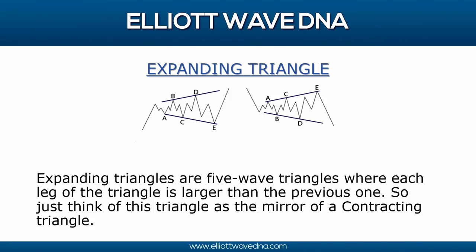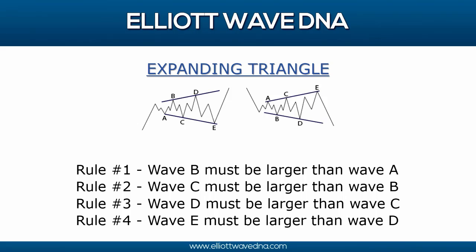The final group is expanding triangle. Expanding triangles are 5-wave triangles where each leg of the triangle is larger than the previous one, so you just think of this triangle as the mirror of a contracting triangle. Rules are again going to be similar, just in this case everything will be bigger. Wave B must be larger than wave A, wave C must be larger than wave B, wave D must be larger than wave C, and wave E must be larger than wave D.